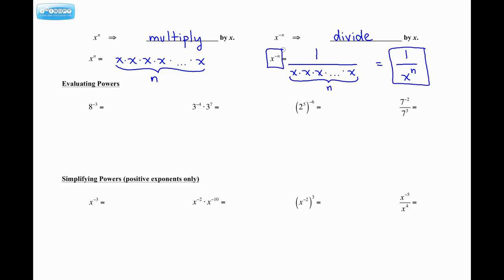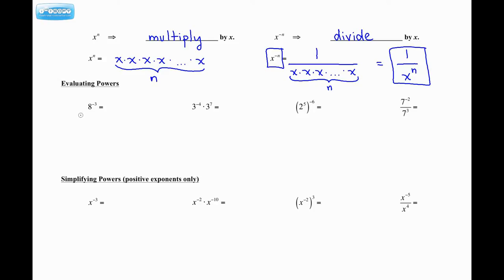So x to the power of negative n is equal to 1 divided by x to the positive n. So let's use this result in a few examples. Evaluating powers. What is 8 to the power of negative 3? Well, it doesn't really make sense to think of it like, how do you multiply 8 by itself negative 3 times? We think of it in terms of division.